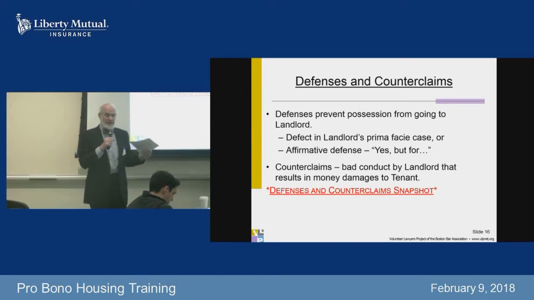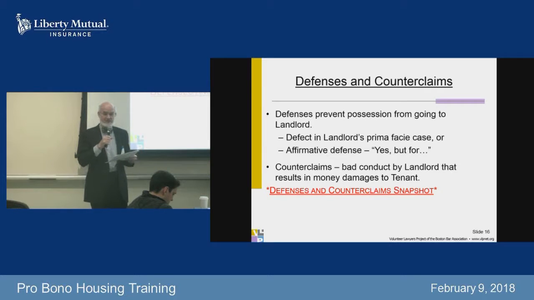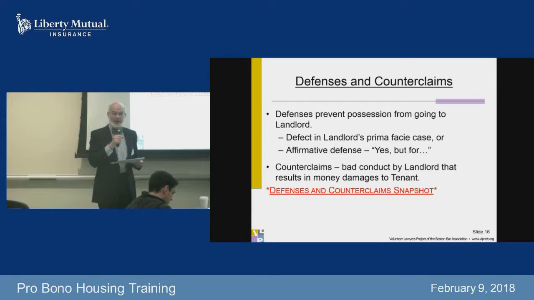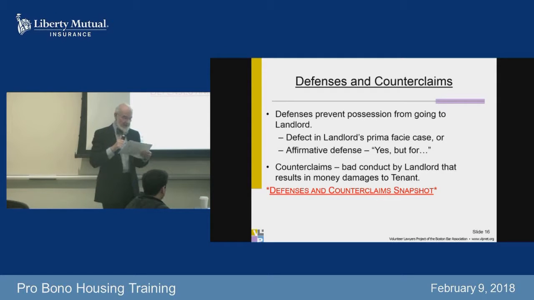So one kind of defense is what we've talked about, which is a challenge to the plaintiff's prima facie case. And then the other kind is an affirmative defense, right? Affirmative defenses are "yes, but" defenses. Yes, you made out your prima facie case, but I've got something too. And tenants in summary process cases can raise both affirmative defenses and counterclaims. And so we're going to talk a bit now about how that gets done and the kinds of defenses and counterclaims tenants can bring.